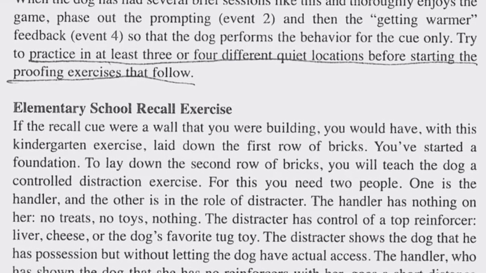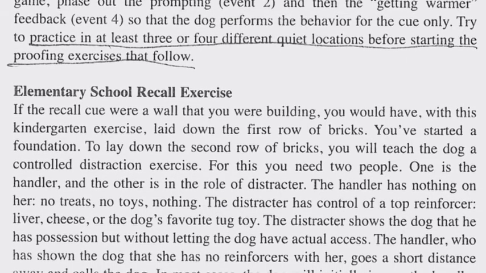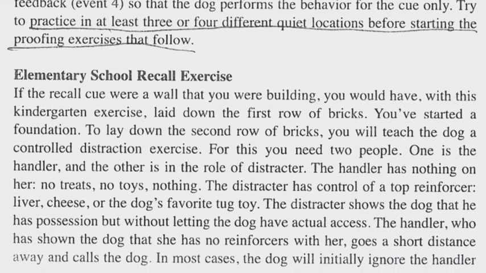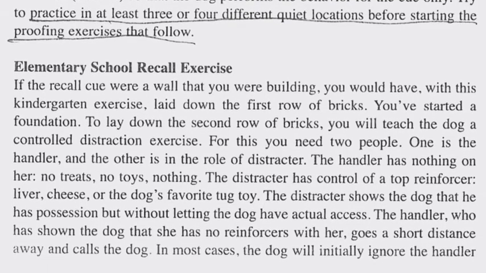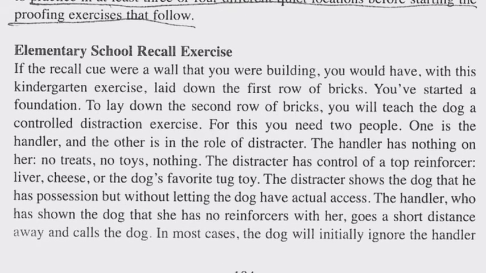One is the handler, and the other is in the role of distractor. The handler has nothing on her. No treats, no toys, nothing. The distractor has control of a top reinforcer: liver, cheese, or the dog's favorite tug toy. The distractor shows the dog that he has possession, but without letting the dog have actual access.